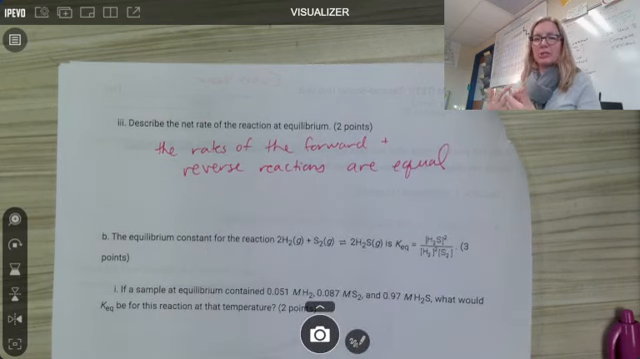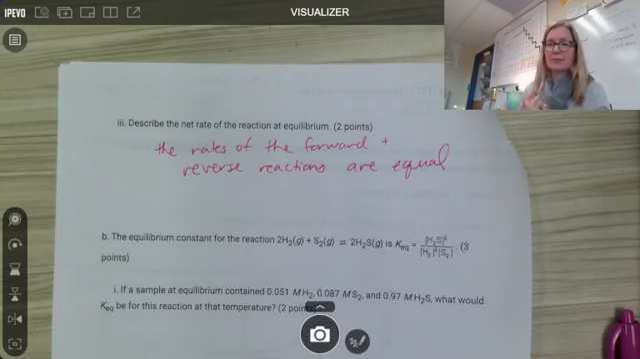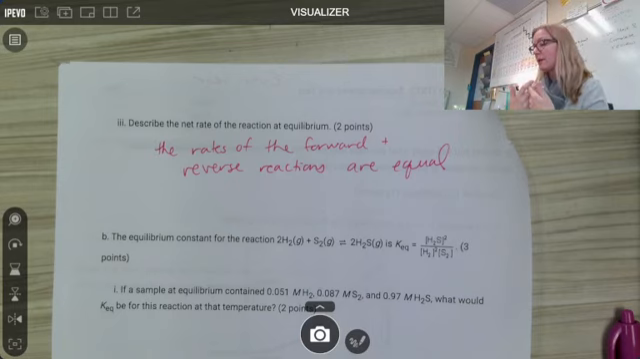The rates of the reaction at equilibrium: once a reaction has reached equilibrium, the forward reaction and the reverse reaction rates are equal. Okay. The amounts of reactants and products are not always equal, but the rate of the forward reaction and the rate of the reverse reaction are equal, which means the amount of reactants and products are no longer changing. So the way that the book explained it, I didn't really like.